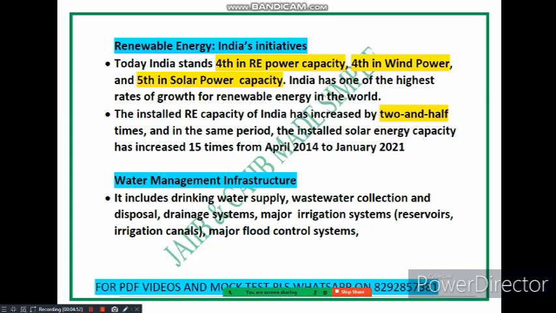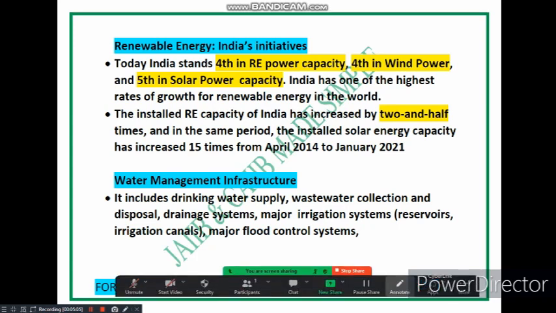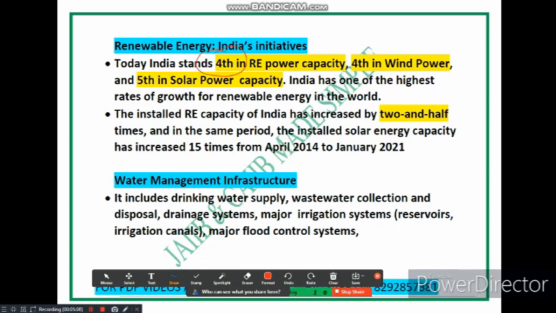So see friends, let's talk in the perspective of India. India has made significant progress in adopting renewable energy resources. What is the rank of India in renewable energy power capacity? It is the fourth rank. So it currently ranks fourth in terms of renewable energy power capacity. It includes wind and solar power. This means India has a substantial amount of energy generation capacity from renewable sources.